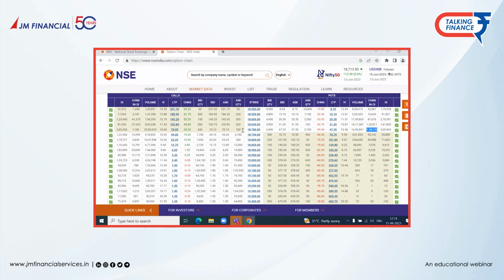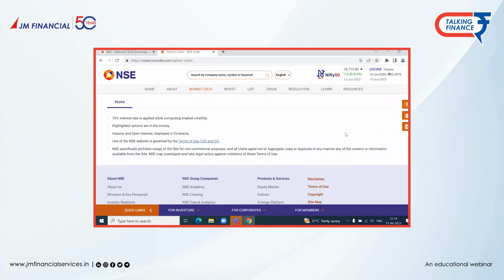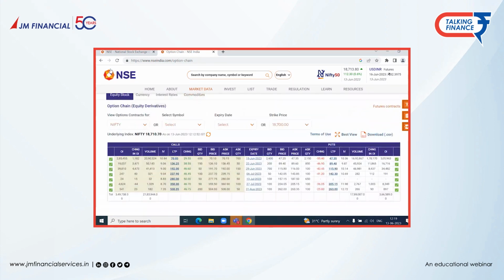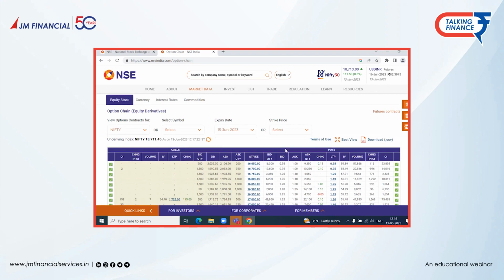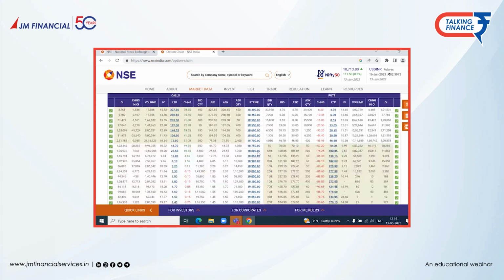Now will this one particular strike be enough for me to understand whether this is good enough or not? Perhaps not. We'll also have to look at 2 more strikes above and 2 more strikes below.